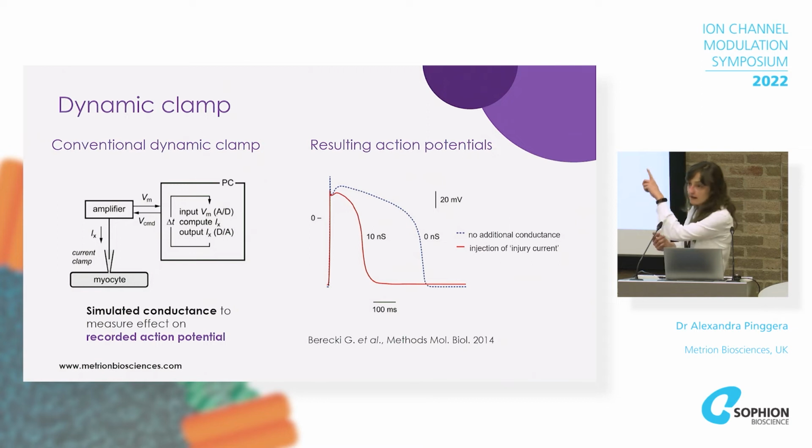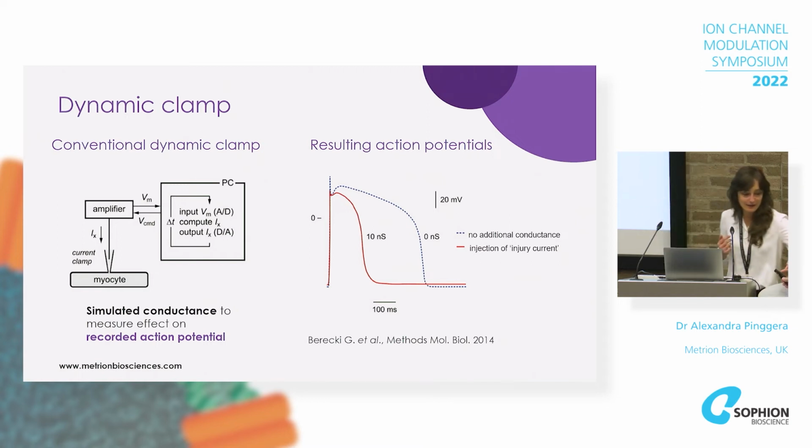So the current to be injected back really depends on the output of the membrane, the membrane potential of the myocyte at the given time. Then the current to be injected is adjusted accordingly and sent back. And this, as I said, happens at a very high frequency, and that allows us to investigate this effect in real time.